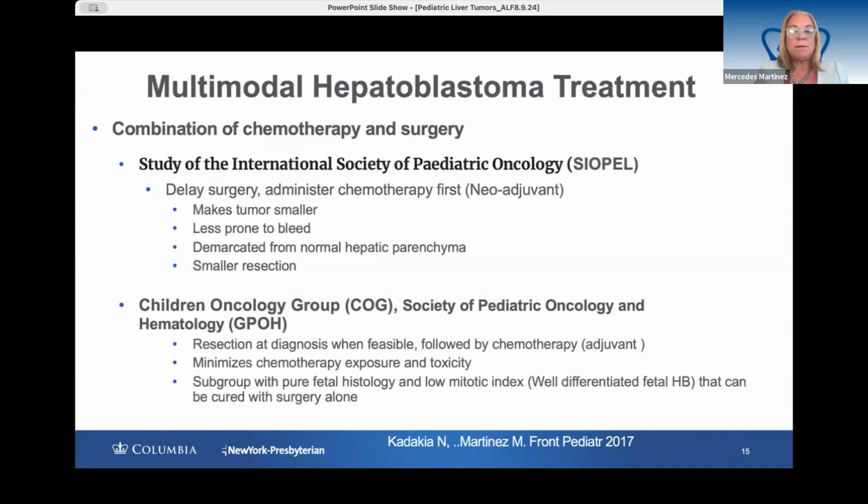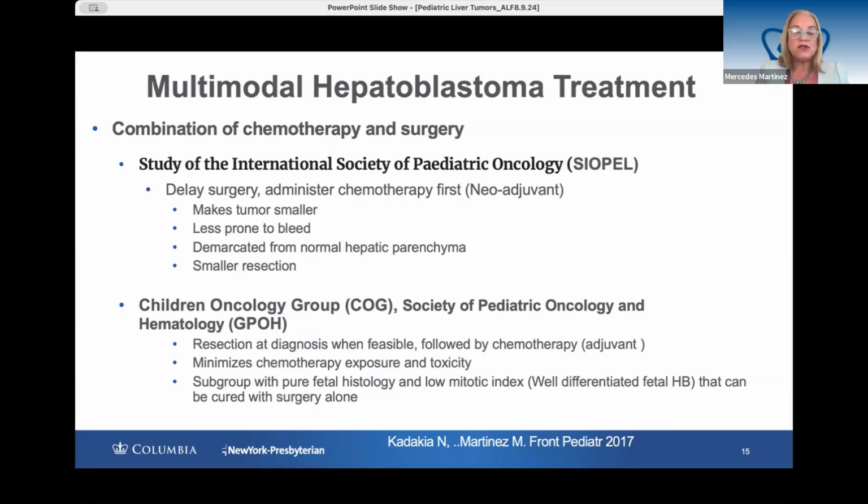Then the treatment of hepatoblastoma is multimodal. We totally agree that it has to be a combination of chemotherapy and surgery. What not everybody agrees on is the sequence of how you are going to administer these two interventions. For example, the study of the International Society of Pediatric Oncology, or SIOPEL, recommends delaying surgery. They advocate for chemotherapy first, which is something that we call neoadjuvant chemotherapy, chemotherapy before resection. They make the case for that because they think that the chemotherapy will make the tumor smaller, less prone to bleed, and more demarcated and differentiated from the hepatic parenchyma, which will translate into smaller resections and better outcome.